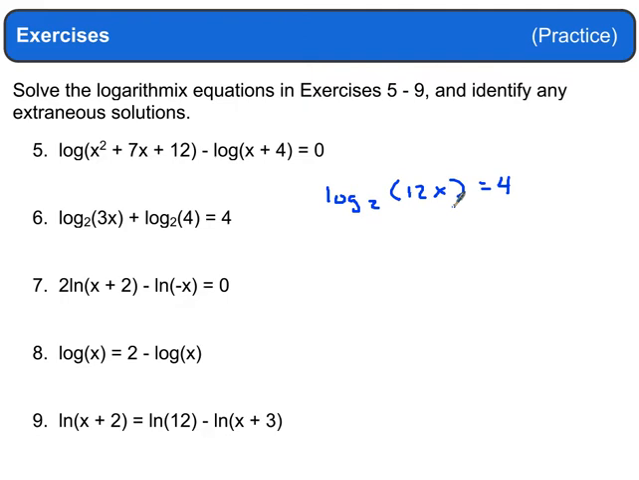And let's see, after that point, we can take and scoop this over. So 2 to the 4th power is 16. So 16 equals 12x. You can divide both sides by 12. And so x is equal to 16 over 12. And if you divide 4 into both of those, that reduces to 4/3. If you do check it, 4/3 is valid, so it is a legit solution.